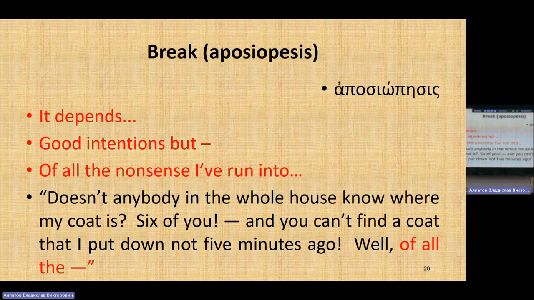Doesn't anybody in the whole house know where my coat is? Six of you, and you can't find a coat that I put down not 5 minutes ago. Well, of all the, what do you think he wanted to say? Of all the what? Of all the stupidity of all of you, idiocy, you're all idiots, that's what he's saying, right? You can't find my coat.